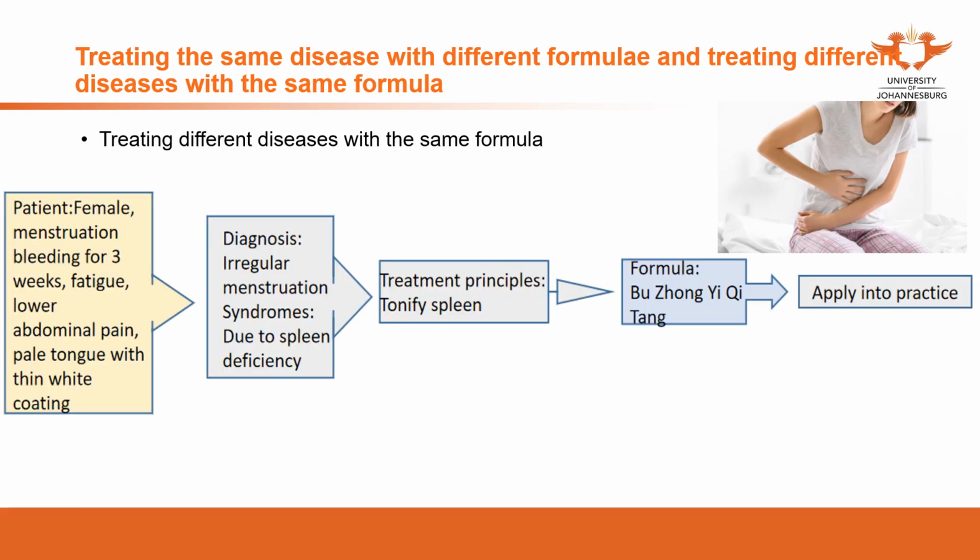There's another lady, female, she got menstruation bleeding for 3 weeks. So that's irregular menstruation. She got fatigue, low abdominal pain, pale tongue with thin white coating. So the diagnosis, irregular menstruation. The symptom was due to spleen deficiency as well, because the patient got fatigue, got a pale tongue with thin white coating, and bleeding. So we diagnosed as spleen deficiency. The treatment principle was to tonify the spleen. We choose 补中益气汤, and the patient recovered.